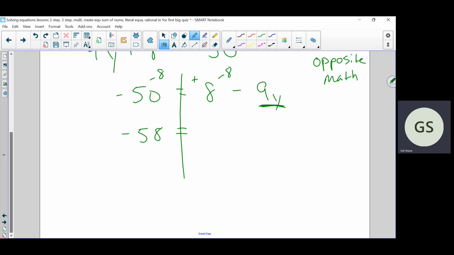What's on the right-hand side? Oh, I'm going to call on somebody for this. Ray, what's on the right-hand side? So 9y. We didn't do anything with the 9y, right?